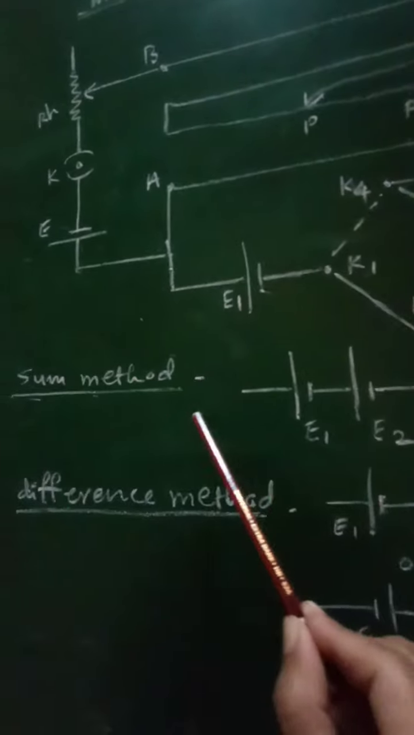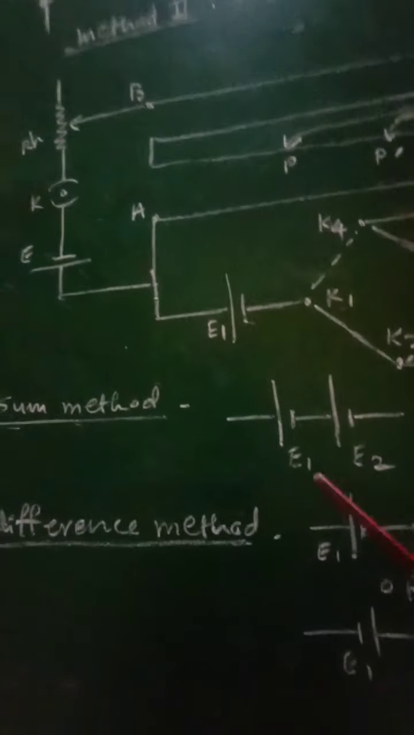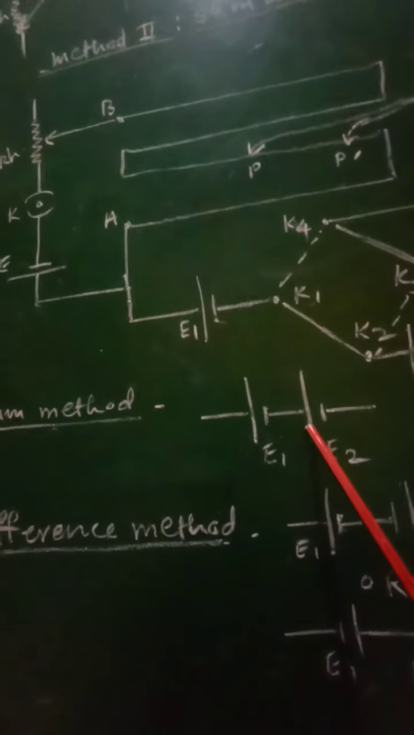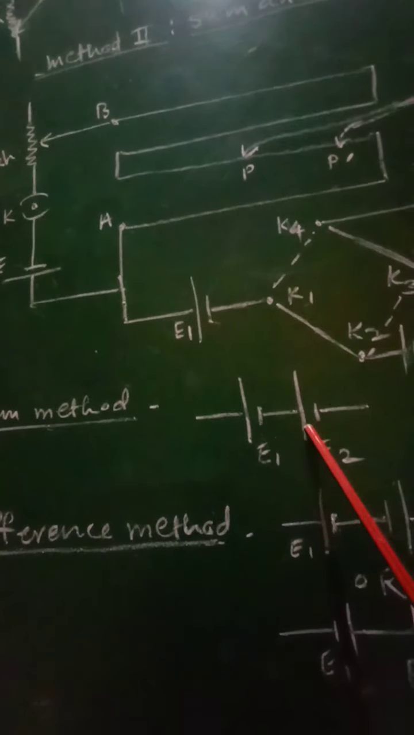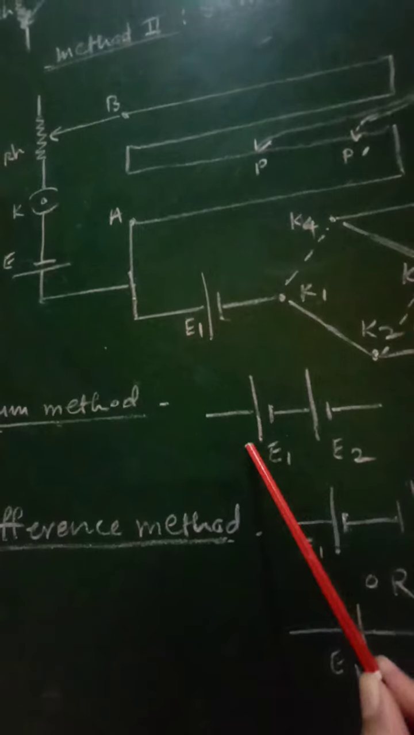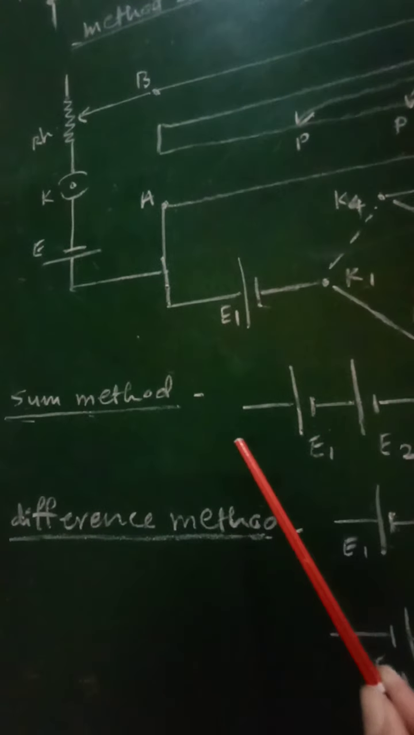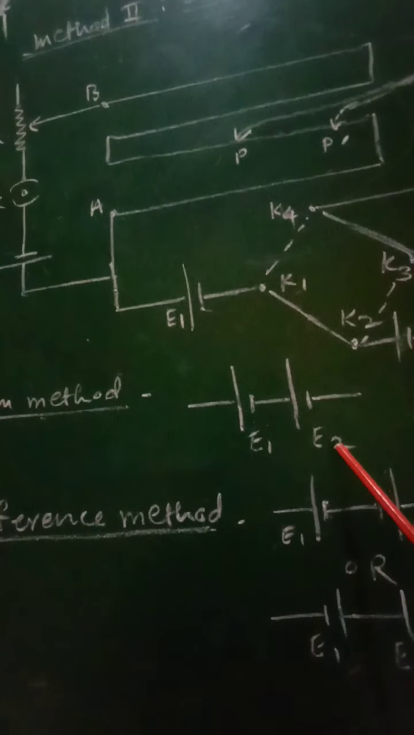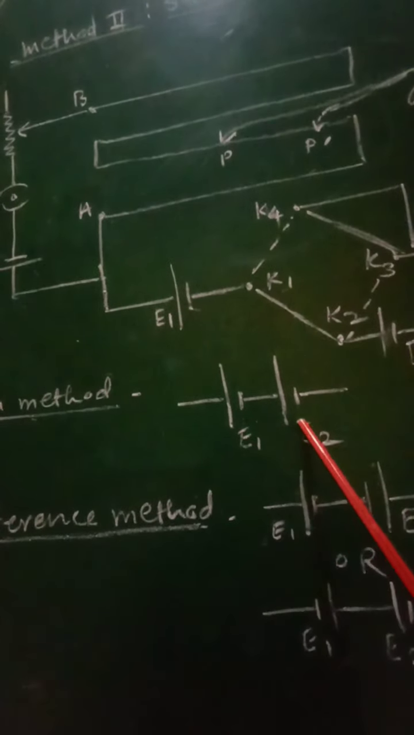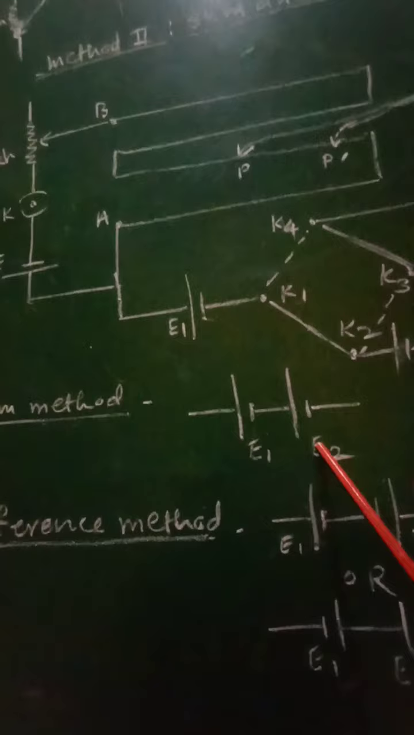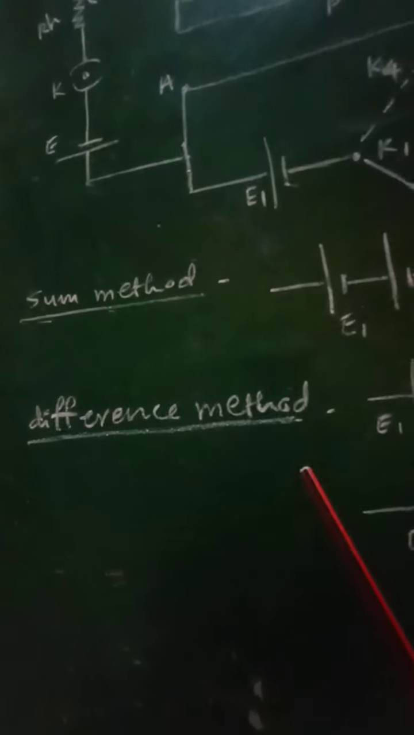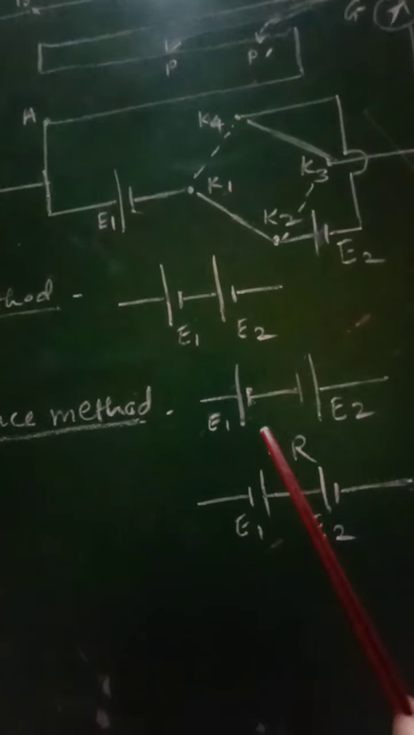connected by sum method. That means if the negative terminal of the first cell is connected to positive terminal of the second, then the cells are said to be connected by sum method, and therefore if E1 and E2 are their EMFs, the resultant EMF will be equal to E1 plus E2.